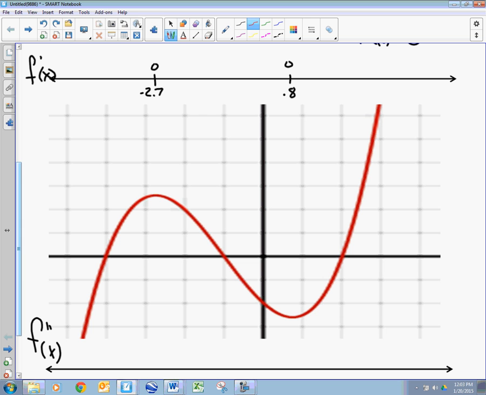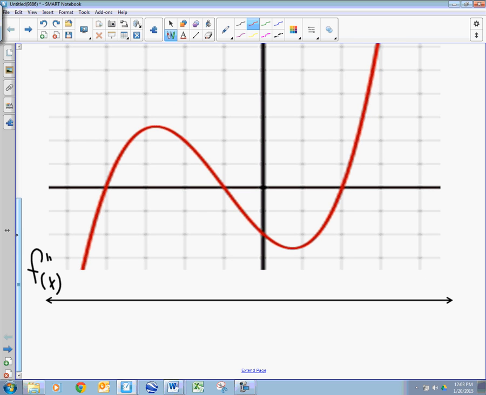Can somebody choose a value between negative 2.7 and 0.8? 0. What do you think the value is of the first derivative at 0? Do you think it's positive or negative? Because the function is decreasing, you're right, you get a negative value there, you get a positive value here, and a positive value here. That way I can see the intervals on which it's increasing and decreasing.